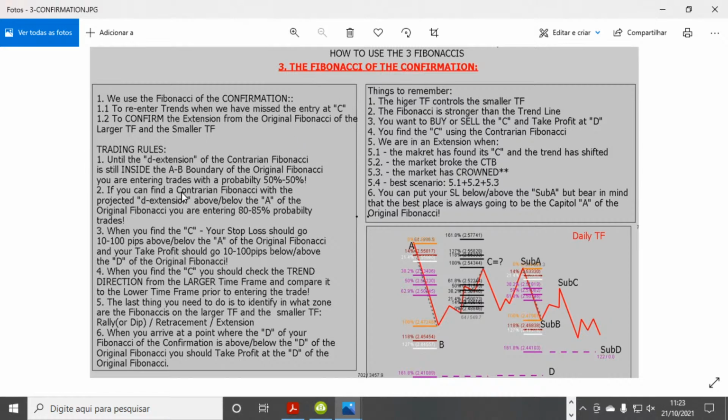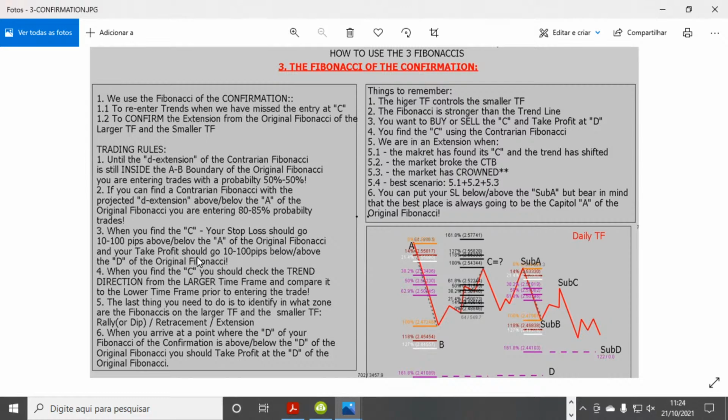If you can find the contrarian Fibonacci with the projected extension above or below the capital A of the original Fibonacci, you are entering with 80-85% probability to win. So those two rules still stand. Those two rules, number 1 and number 2, apply to the Fibonacci of the confirmation too. When you find the capital C, your stop loss should go below the capital A and profit take would go above or below the capital D of the original Fibonacci.